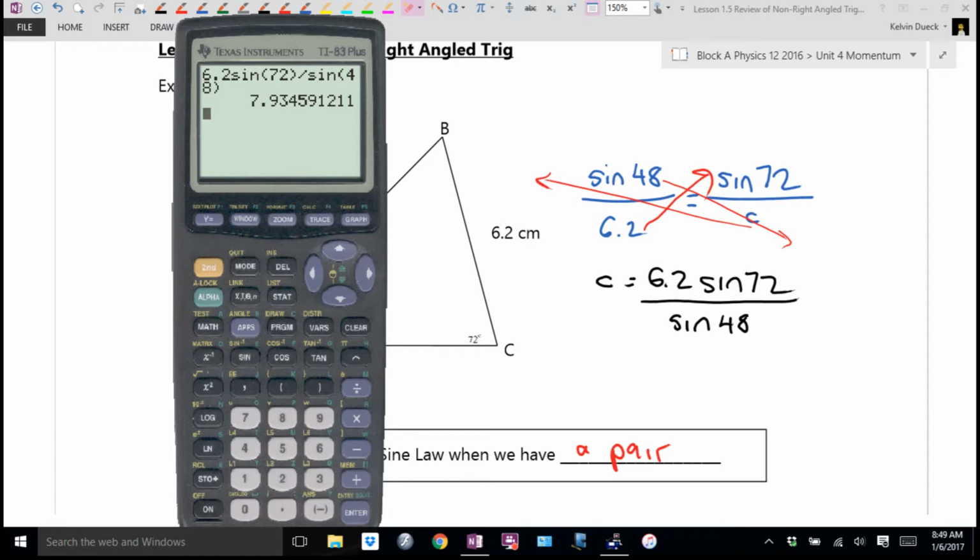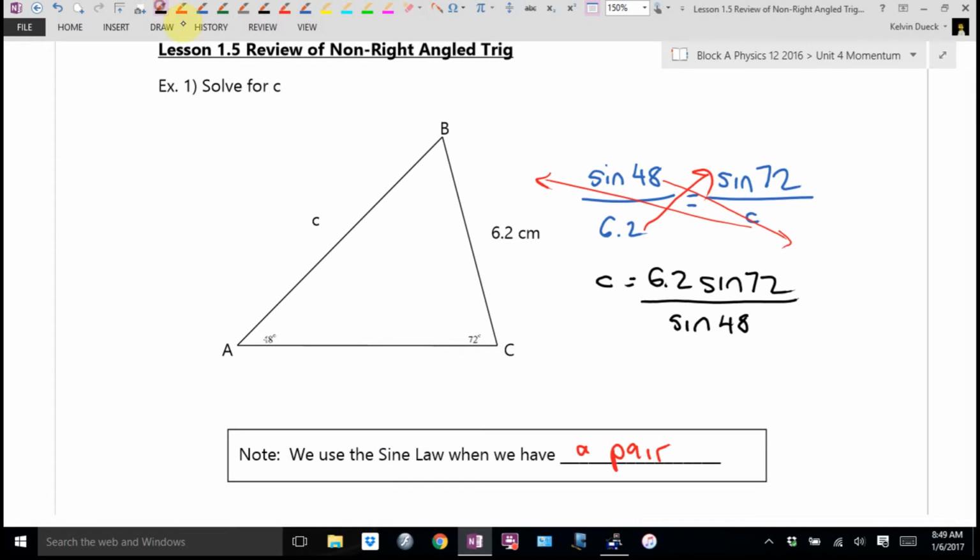Okay. Is that all right? Yep. What did I say? 7.93? Yeah. Centimeters, I guess.